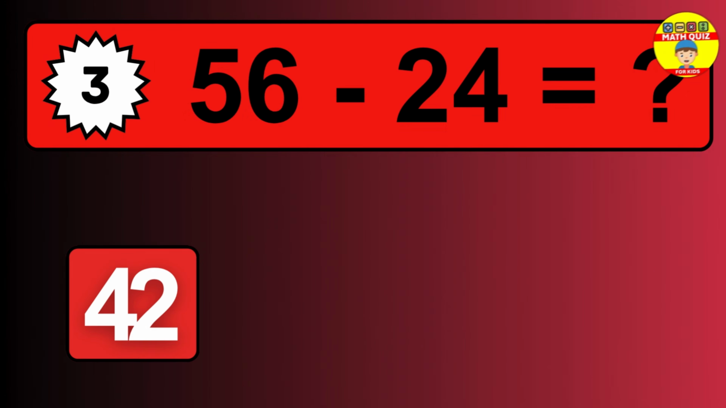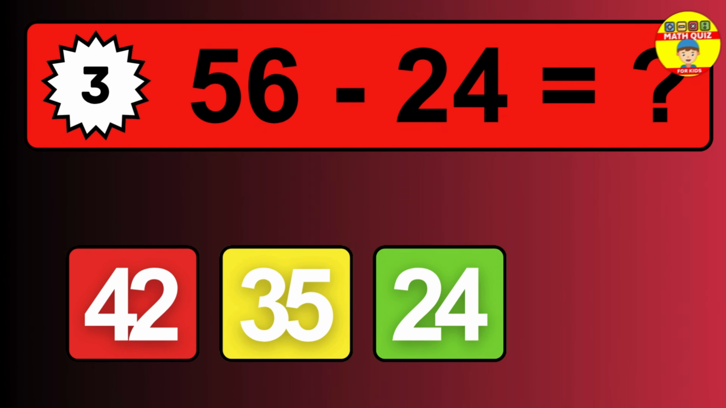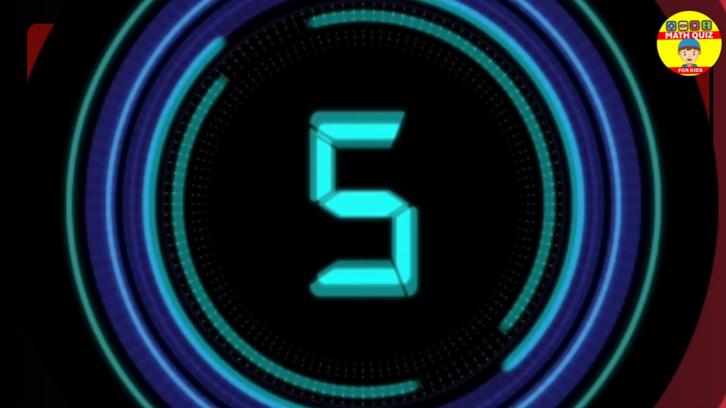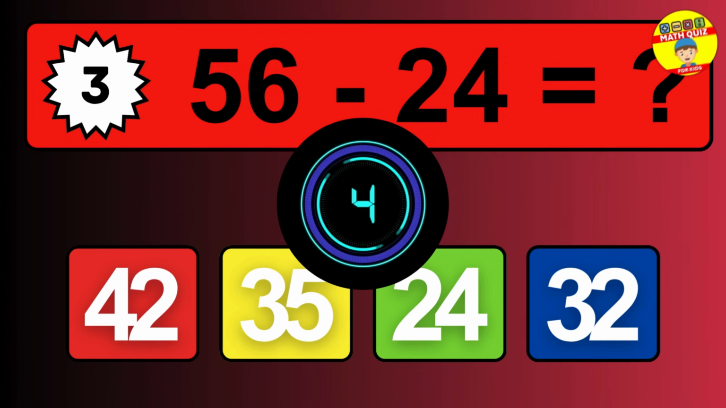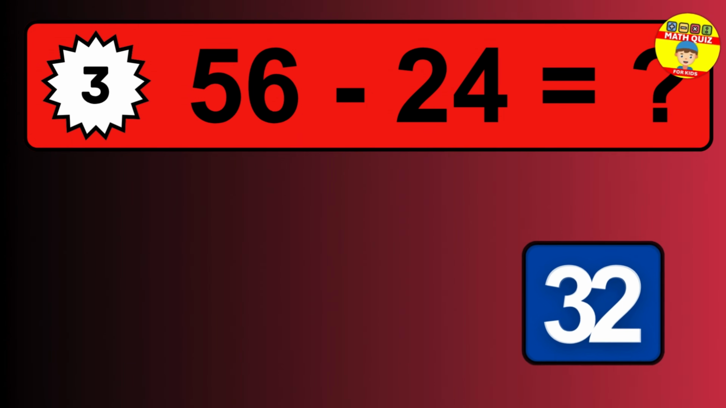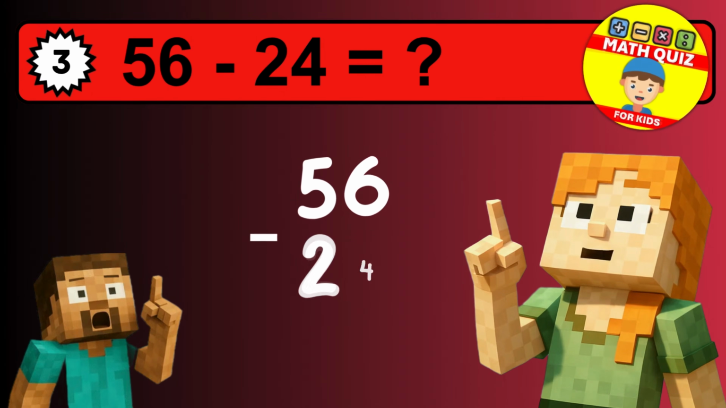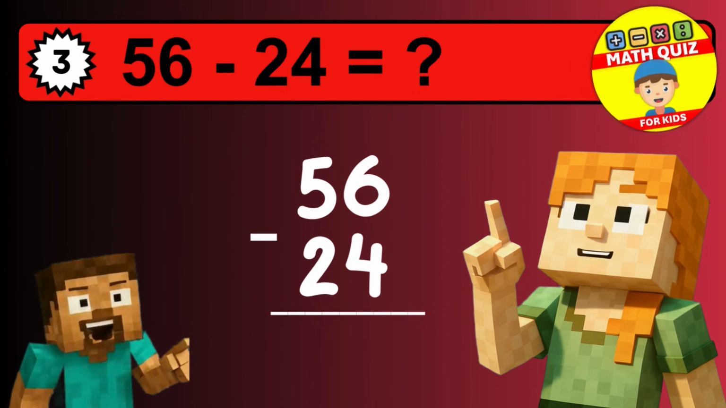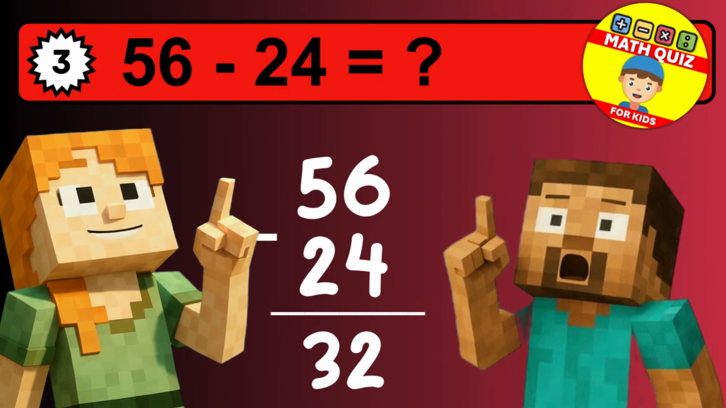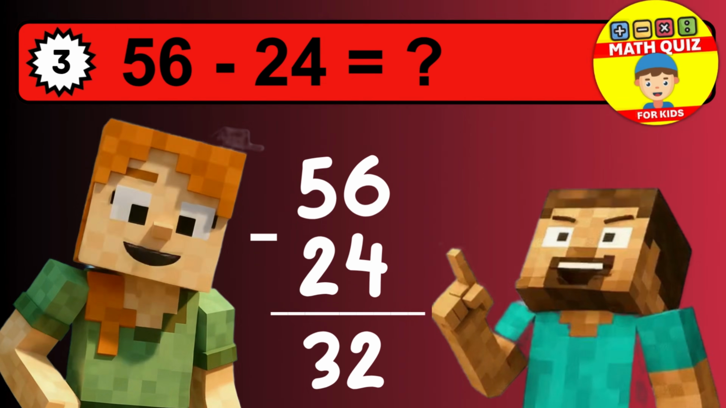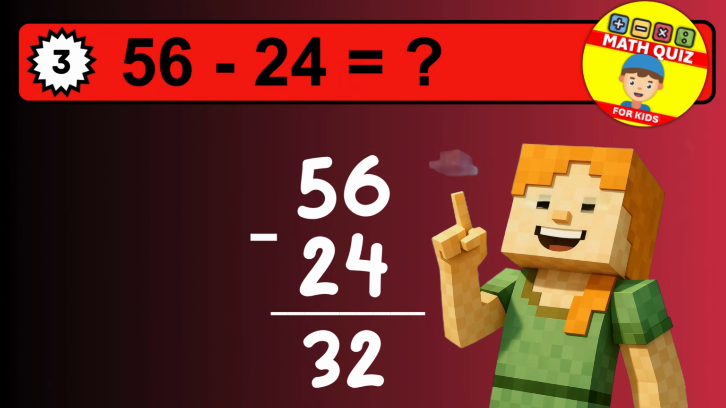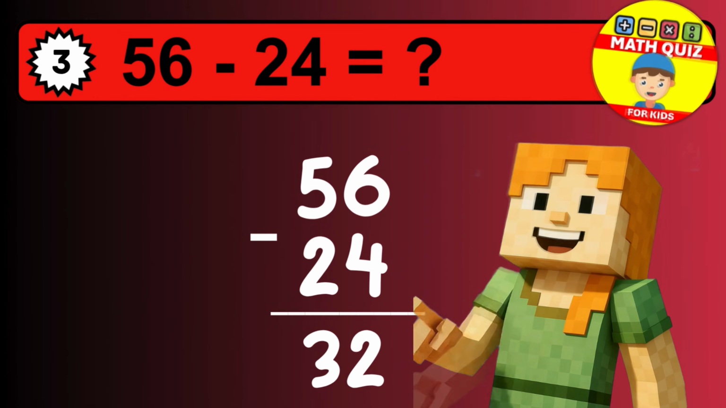What is 56 minus 24? Time to think. Let's solve this step by step. We start with the units. 6 minus 4 is 2. Then we go to the tens. 5 minus 2 is 3. The final answer is 32.